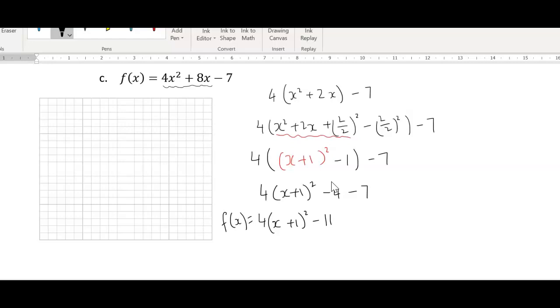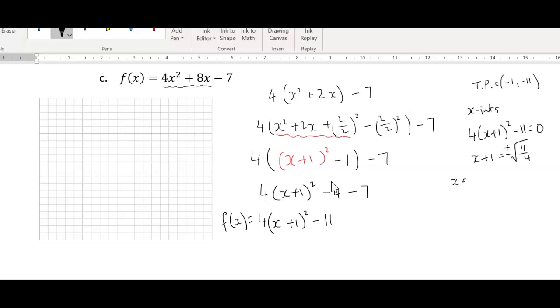All right, so let's draw this graph. So our turning point is at (h, k), so that's going to be (-1, -11). We need to find the x-intercept, so you let y equal 0. So for your x-intercepts, we've got 4(x plus 1) squared minus 11 equals 0. So I'm going to maybe just cheat a little bit and just do a few things in one go.